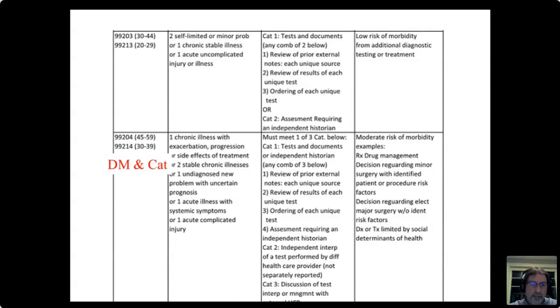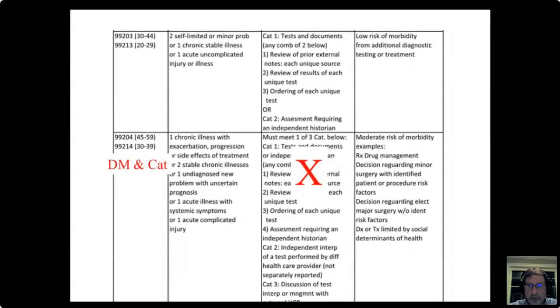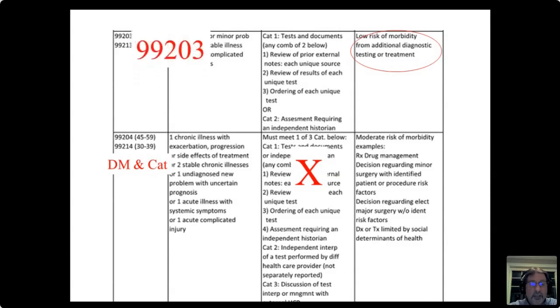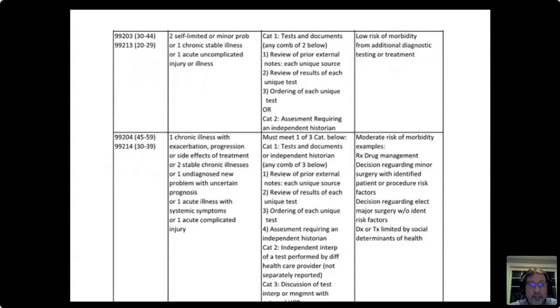So we have two chronic stable illnesses. We didn't order any tests on the first example because everything was fine. We weren't concerned about it, and he was a low risk of morbidity from diagnostic testing or treatment, which we didn't really do any. So that first example would be a 99203, which with a new patient matches what we probably would have done under the old system.